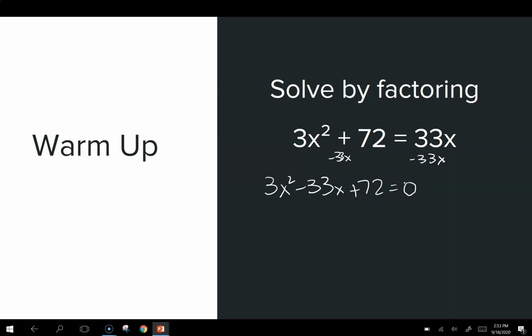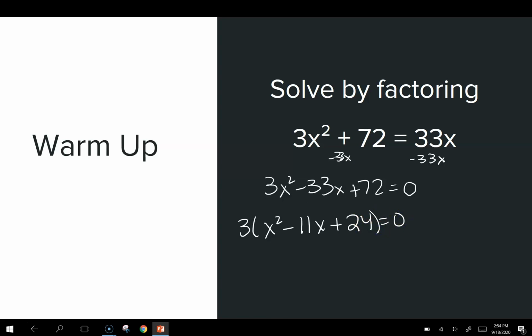All right, from here, I see that my a value is a 3. Before I do slip and slide, I'm going to see if I can actually divide the whole thing by 3. So 33 can be divided by 3. 72 can also be divided by 3. It equals 24. So this one has a GCF. So we're going to move a 3 out. We're left with x squared minus 11x plus 24 equals 0.